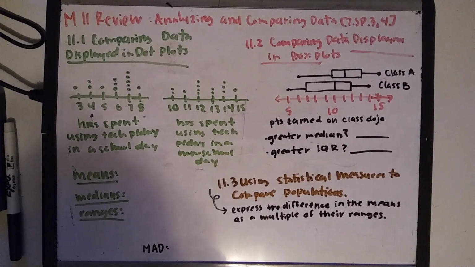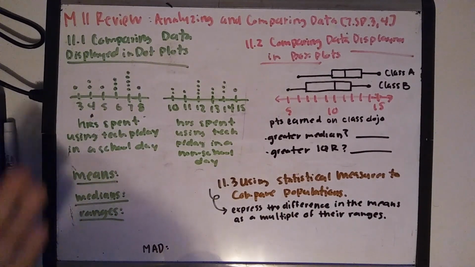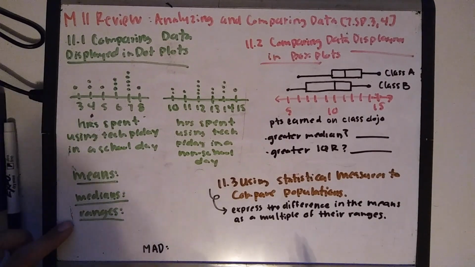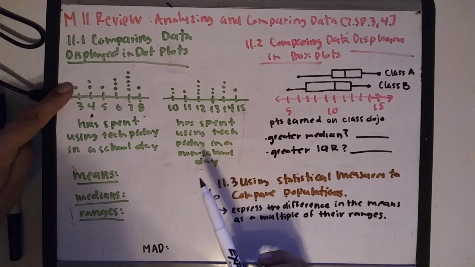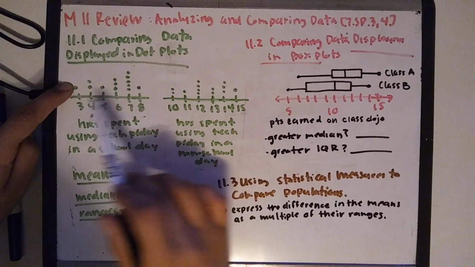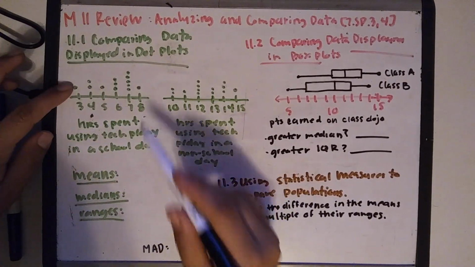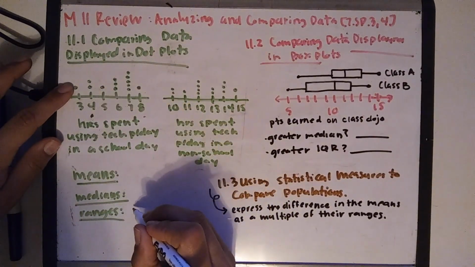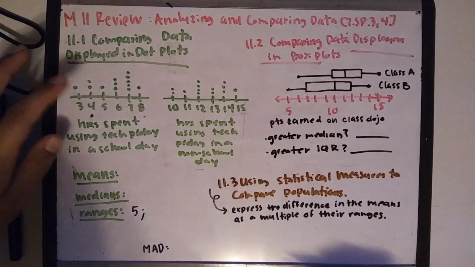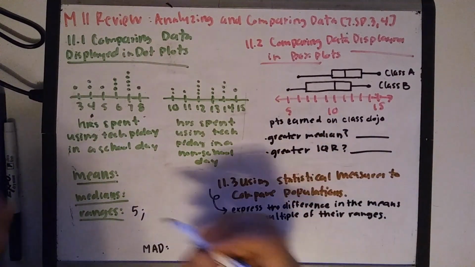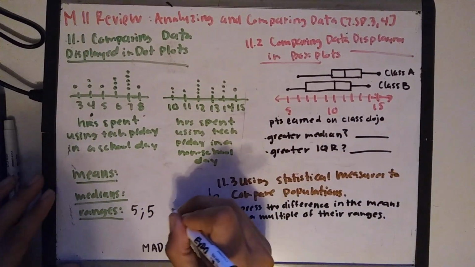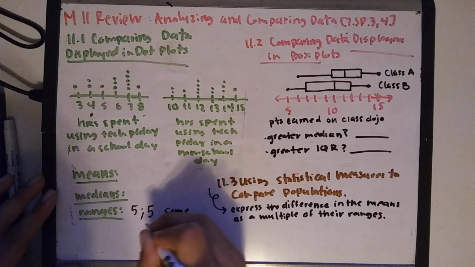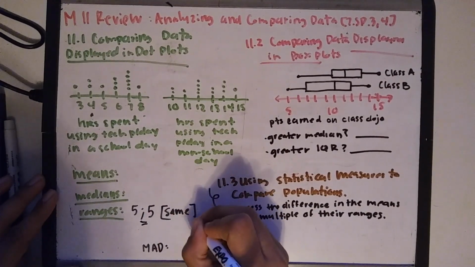So the first thing we're going to do, I'm going to go easy and find the ranges and the medians first because that's easier for me than the mean. So remember, range is from the smallest to the biggest, with the difference. So this one is 8 minus 3 is 5. And for this one it's 15 minus 10, which is also 5. So the range is the same. Okay, that's going to compare that one.